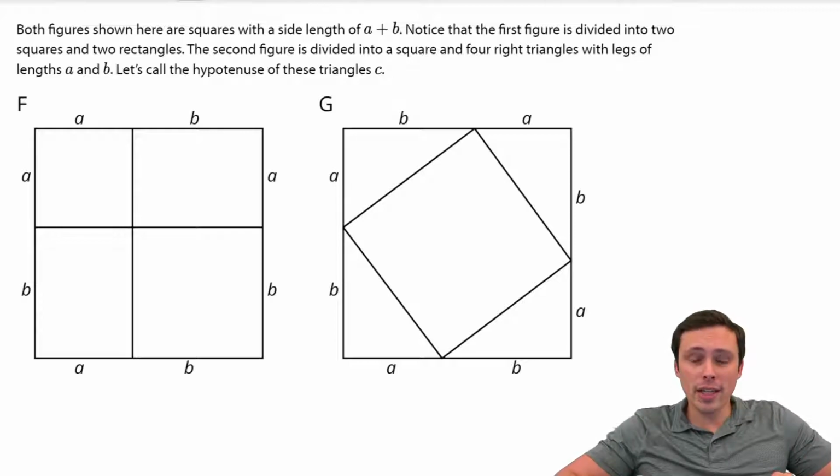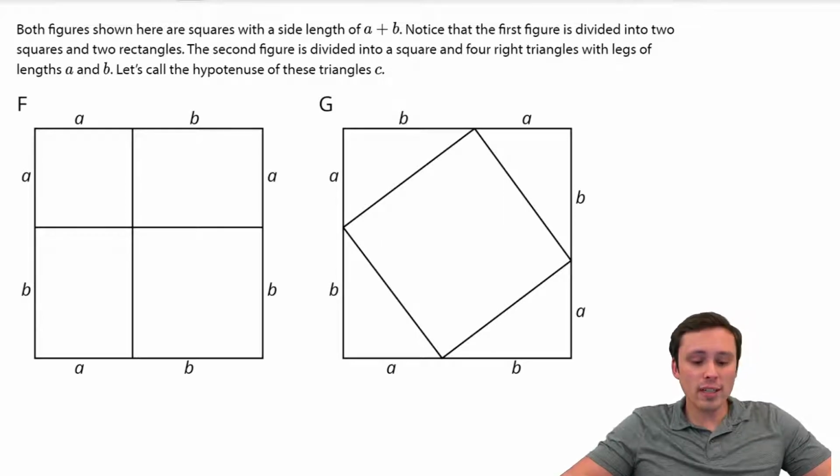Okay, let's take a look at this problem, this situation. It says both figures shown here are squares with a side length of a plus b. Notice that the first figure is divided into two squares and two rectangles. The second figure is divided into a square and four right triangles with legs of lengths a and b. Let's call the hypotenuse of these triangles c.